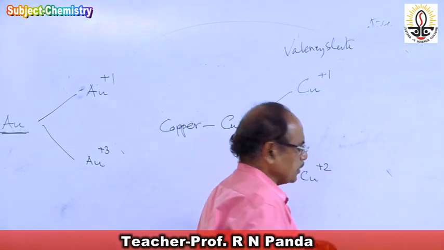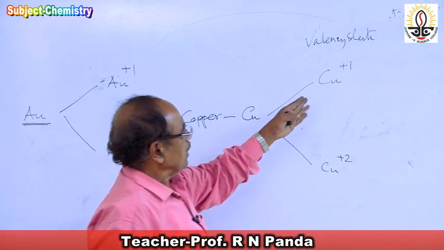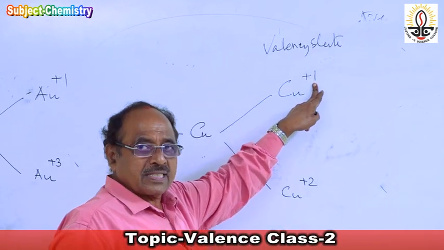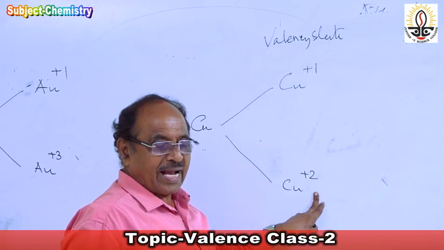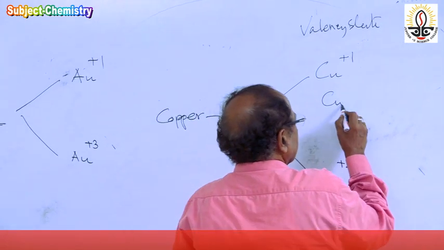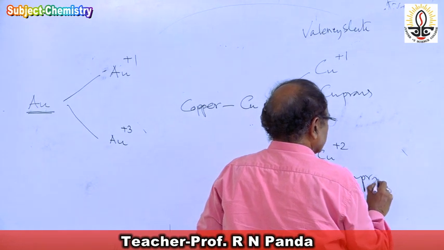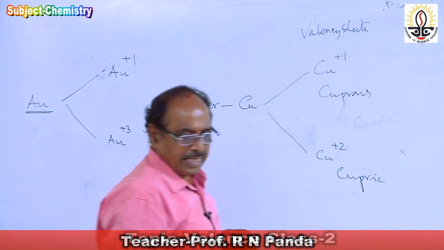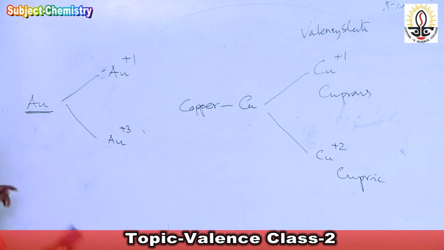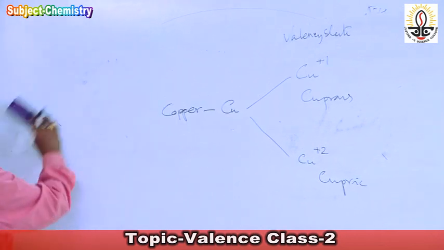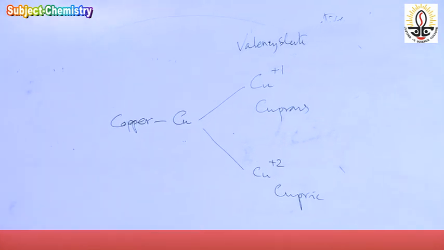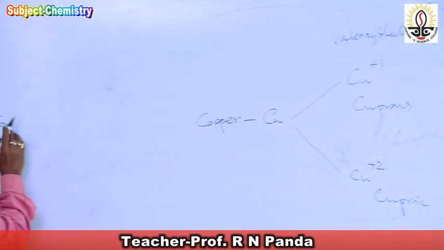So this is called cuprous, with the OUS ending for the lower state, and this is called cupric, with the higher IC ending. Like this, they are exhibiting variable valency. Now we'll come to chromium.